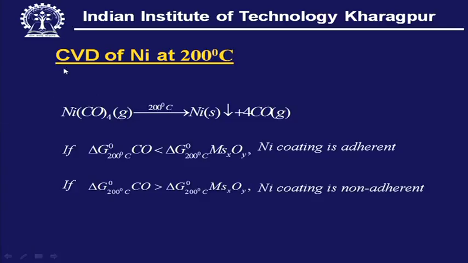This is chemical vapor deposition of nickel at 200 degrees centigrade. This particular compound, nickel carbonyl, facilitates the nickel deposition, leaving CO, and this is possible at just 200 degrees centigrade. So, this material undergoes thermal decomposition, leaving nickel, which can be deposited on a particular substrate.